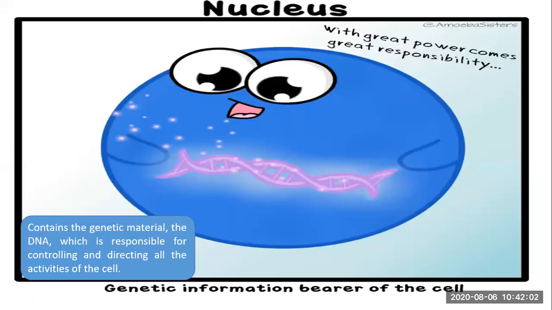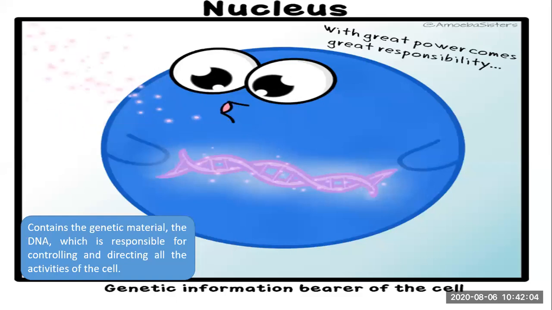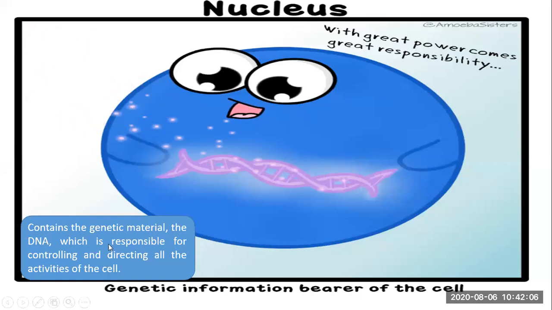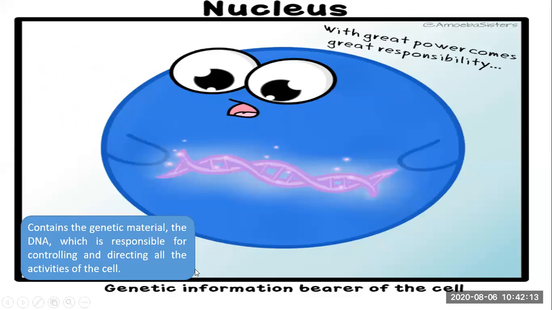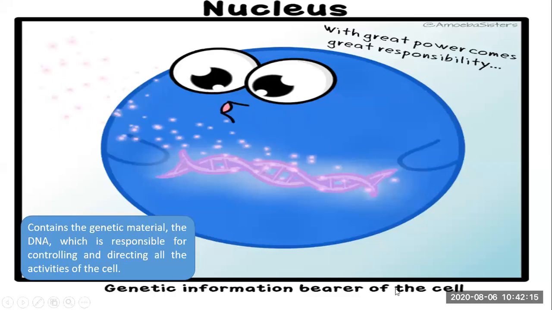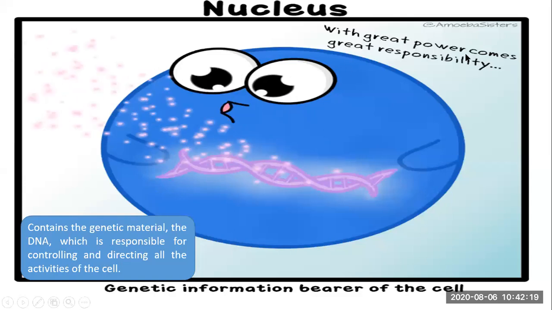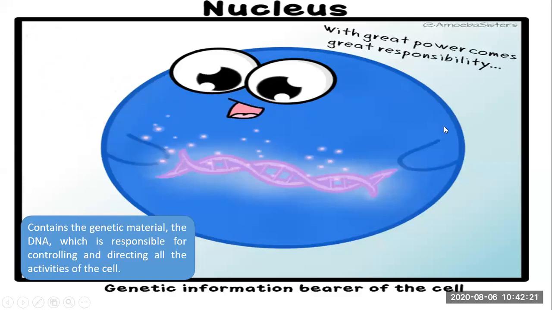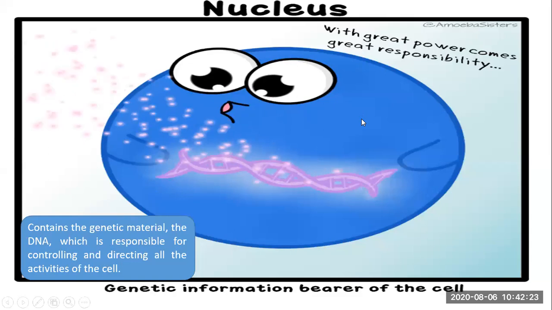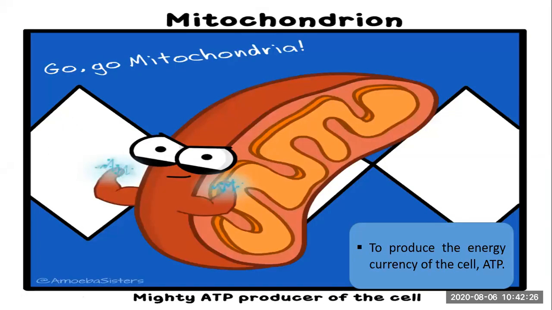Now this is the nucleus, and we all know that the nucleus contains the genetic material DNA, and DNA is very important for controlling and directing all the activities of the cell. It is also known as the genetic information bearer of the cell. And you can see, with great power comes great responsibility. So the nucleus has a lot of responsibilities. Now this is the mitochondria.